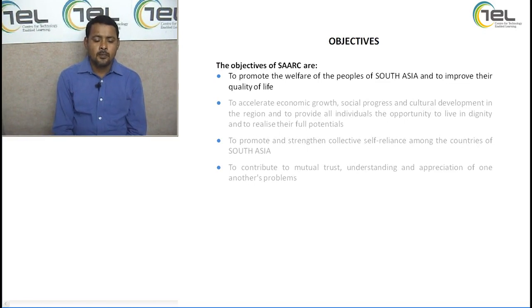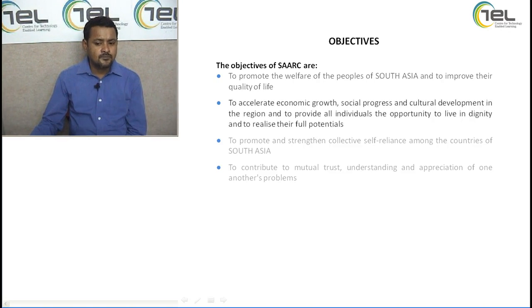To promote the welfare of the people of South Asia was the primary objective of SAARC. Economic growth, social progress, development of culture, and to provide impetus and opportunity to all the population of this area is actually the objective of SAARC. It wanted to promote a sense of brotherhood and collective self-reliance among member countries. It wanted to contribute to mutual trust, understanding and appreciation of each other's problems.